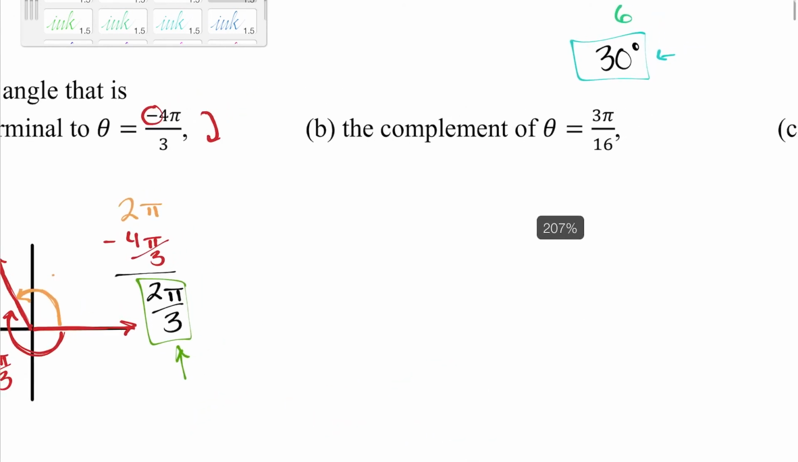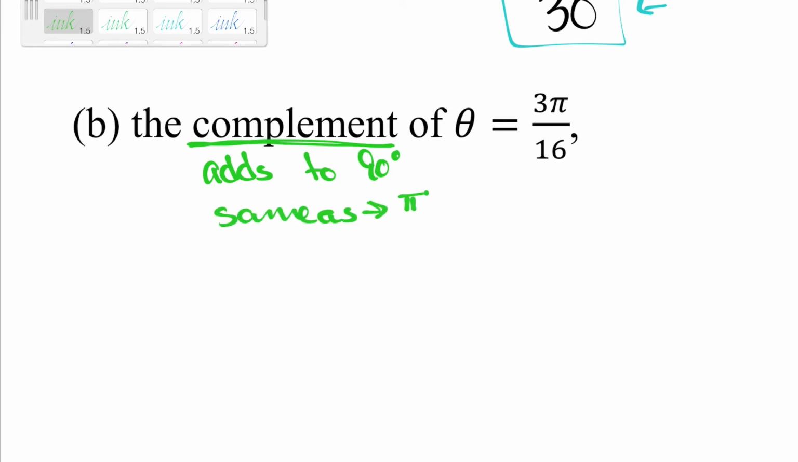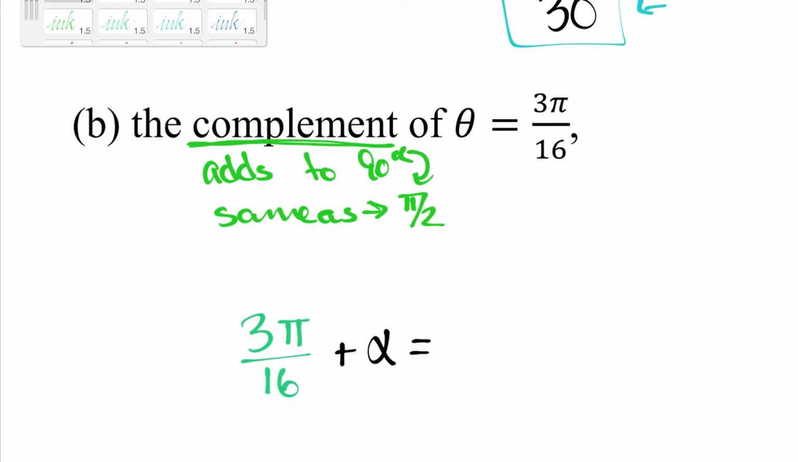So then we're also going to look at the complement. Complement, we want to remember, adds to 90 degrees. That is the same as pi over 2. So remember, these two are the same thing. One's in degrees and the other one is in radians. So that means I'm trying to figure out what 3 pi over 16 adds with in order to get pi over 2. So then I can just take pi over 2 and subtract my 3 pi over 16.